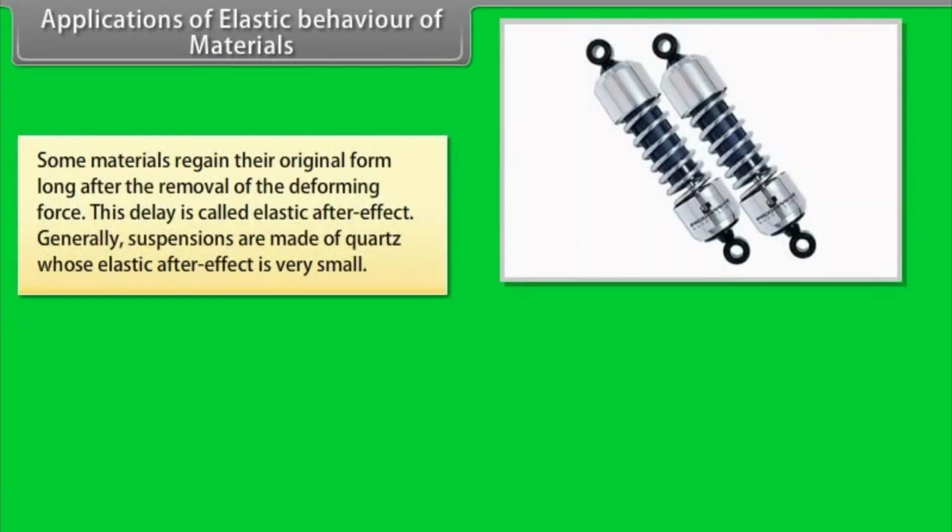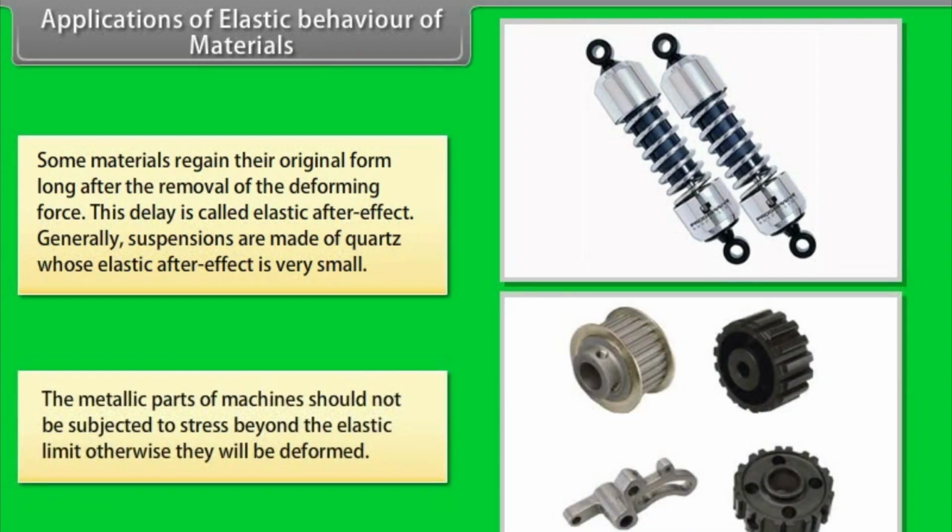Application of elastic behavior of materials. Some materials regain their original form long after the removal of the deforming force. This delay is called elastic after effect. Generally, suspensions are made of quartz whose elastic after effect is very small. The metallic parts of machines should not be subjected to stress beyond the elastic limit, otherwise they will be deformed.